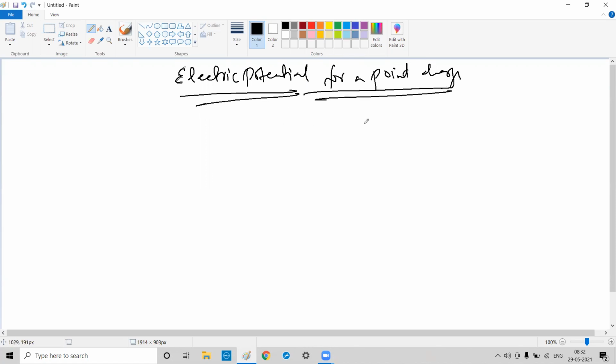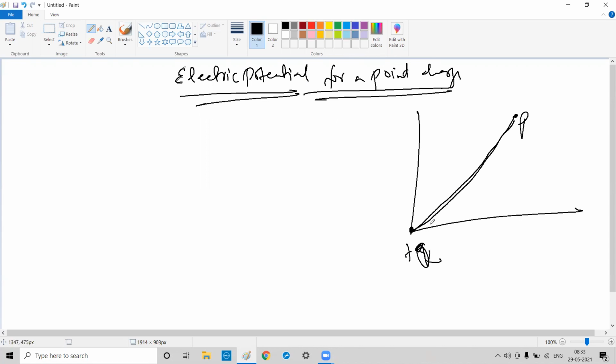If you have a point, and this point is nothing but a charge q, plus q. So if I have a point p, what is the electric potential due to this charge for this point? This is what we are going to find out. So let us draw the coordinates. This is the origin. Let the charge plus q be at the origin, and obviously there will be electric force this side. Sorry, this is the r coordinate, r distance.